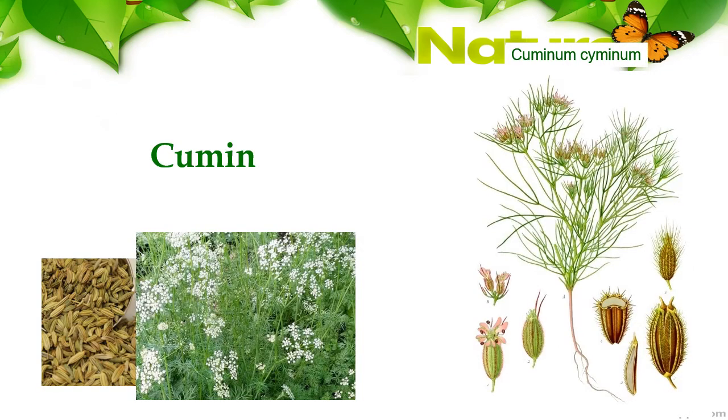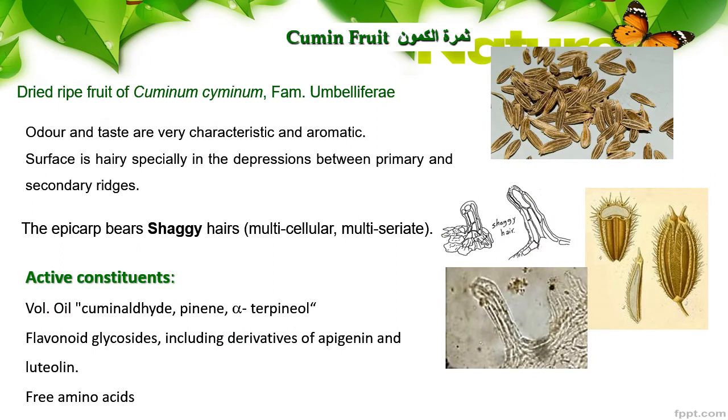Cumin, obtained from Cuminum cyminum, family Umbelliferae, has characteristic odor and taste. Shape of the cumin fruit. Diagram of the morphology of the fruit showing hairy surface. The hairy surface or the hair structure formed of non-glandular multicellular multiseriate hair, known as shaggy hair. This is a drawing of the shaggy hair, and a photograph of the shaggy hair under microscope.